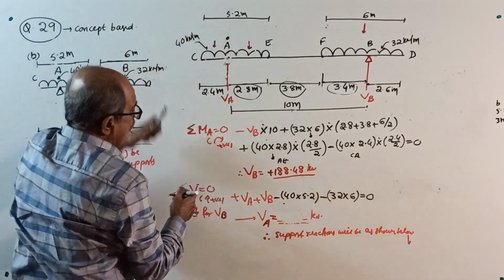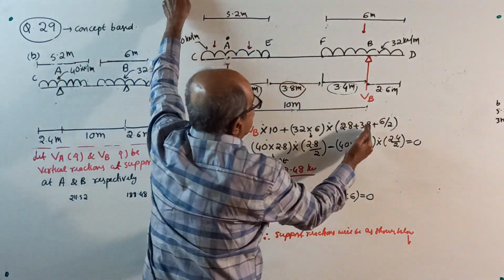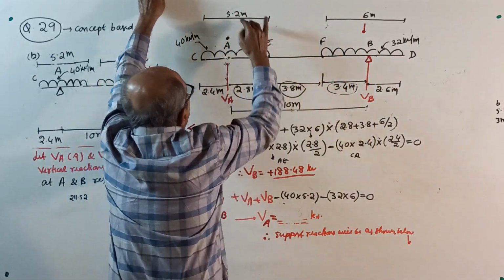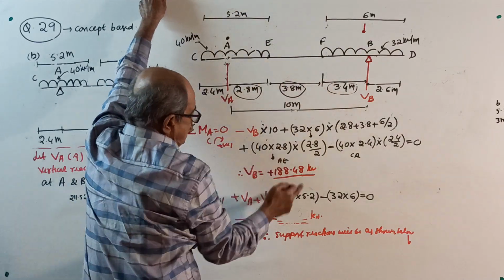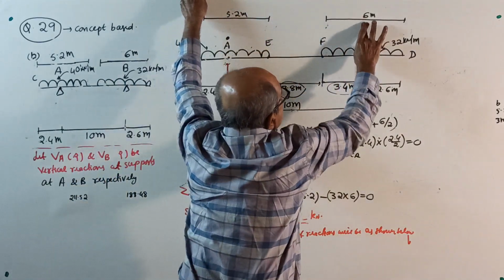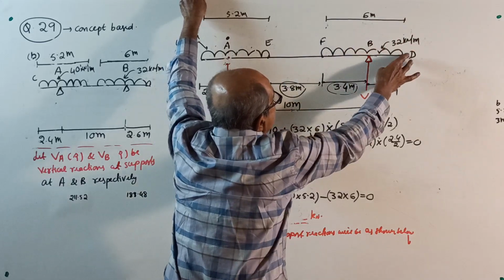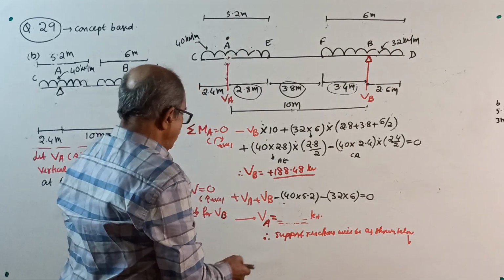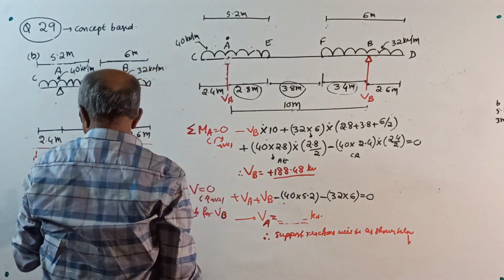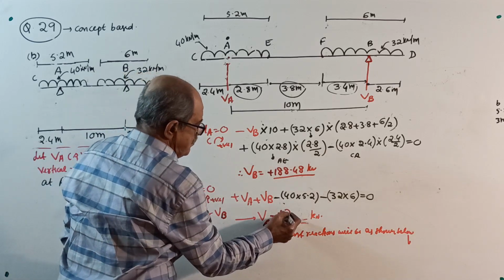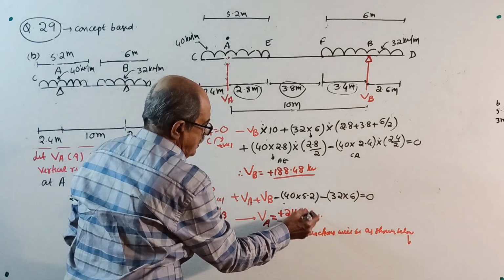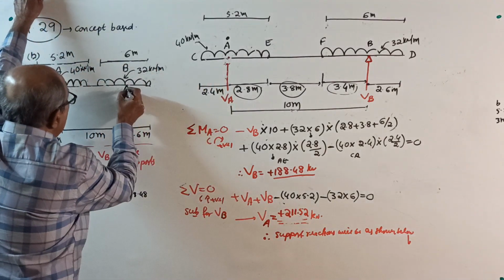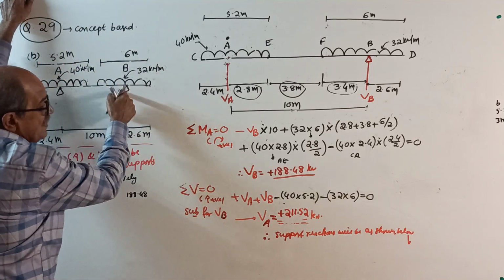Then sigma V equals 0: VA plus VB, now no splitting required, minus 40 into 5.2 minus 32 into 6 equal to 0. You get the value; substitute for VB. Your VA will come plus 211.52 kilonewton.